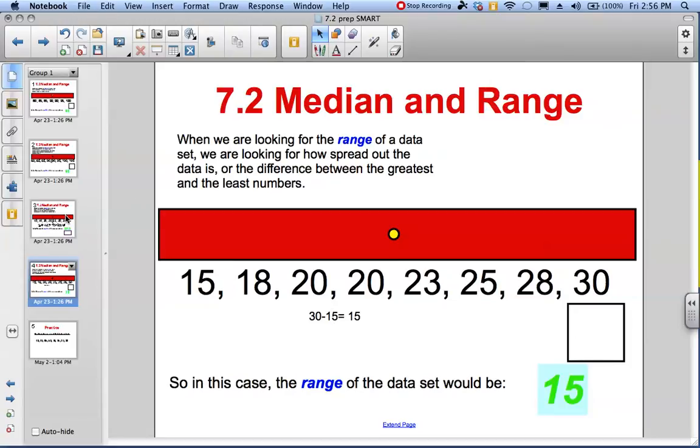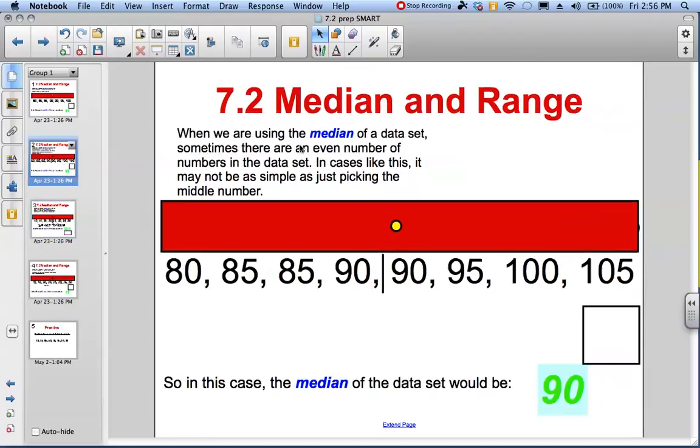If we came back over to a different example and we looked at what would be the range of this data set, well, we start at 105, we go all the way down to 80. 105 minus 80 would make the range for this data set 25.